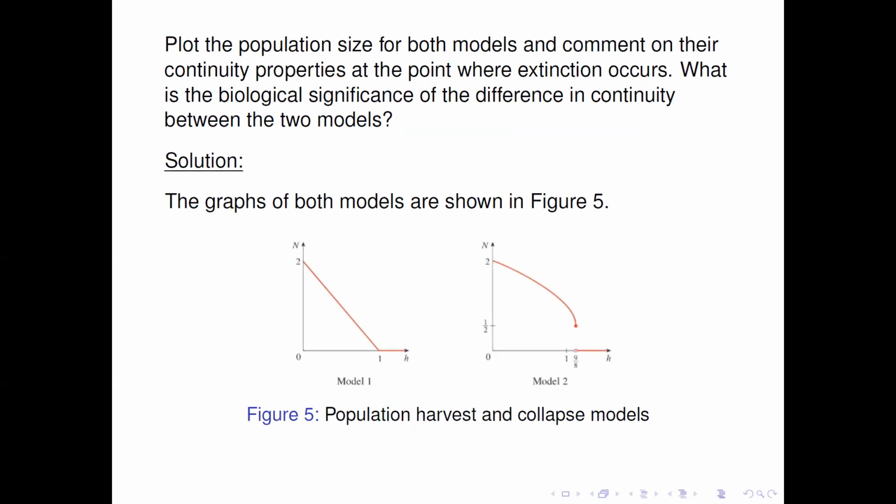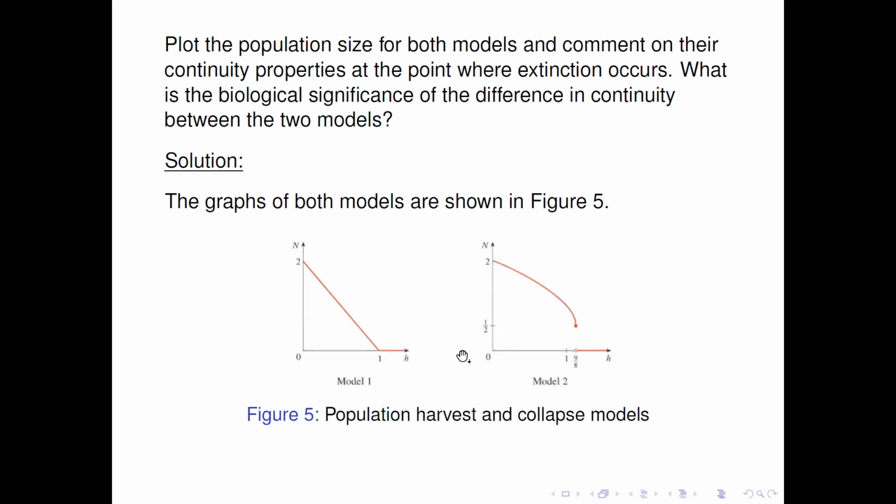In addition, we want to know what the biological significance is of the difference in continuity between the models. So if we draw the graphs of these two equations, this is what it looks like. So this one here, we've got a sort of straight line that decreases as h increases from 0 to 1, then it hits 0 at 1, and it stays 0 after that.